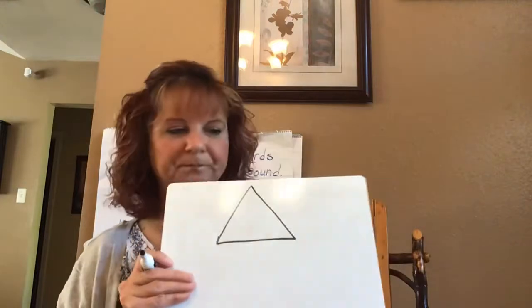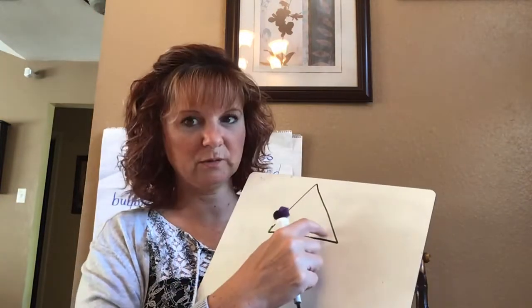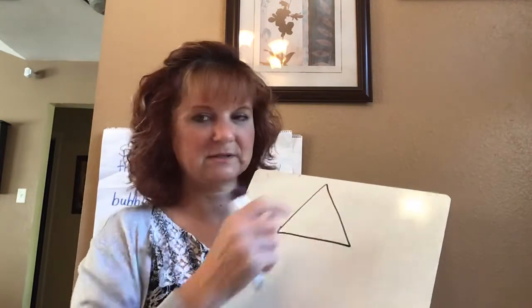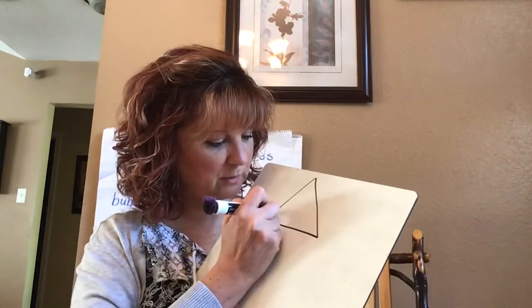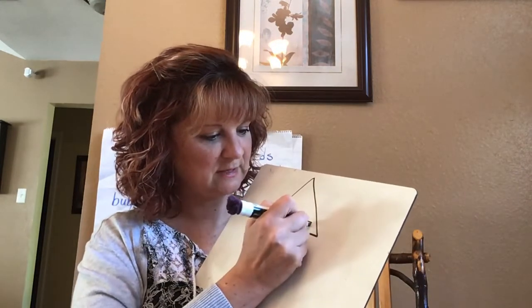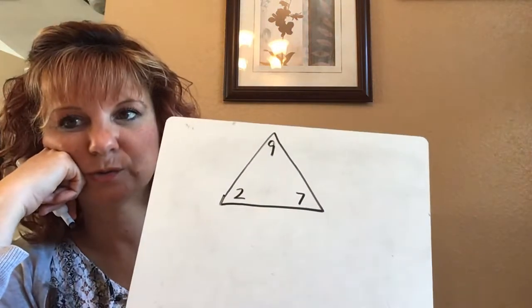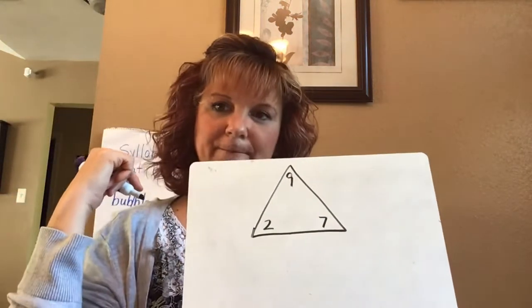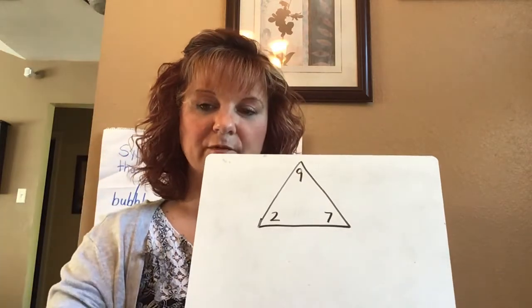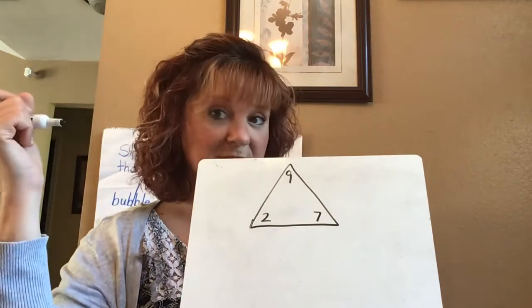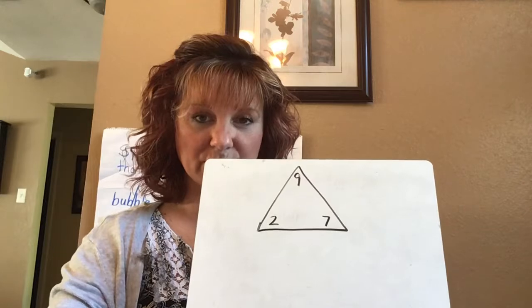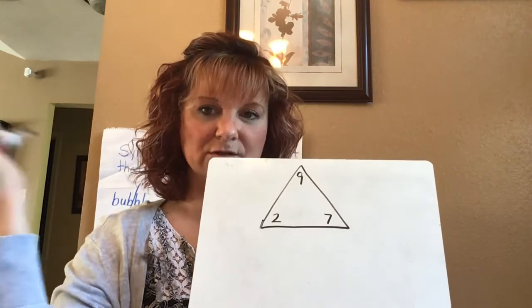Now a fact family has 3 numbers in it. I'm going to make a triangle for you, because I like to make the 2 little parts at the bottom and the biggest number at the top. So the numbers are 2, 7, and 9 in this fact family. So remember, in a fact family, you can only use these numbers. It has to be true. And you do 2 adding and 2 subtracting.